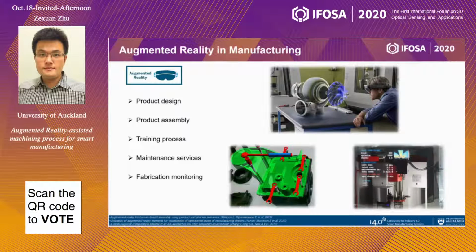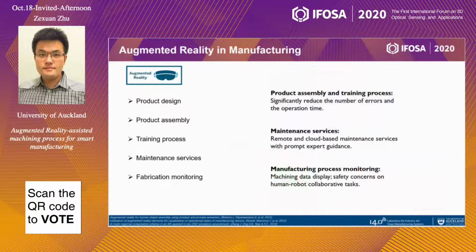For example, during product assembly and training, with the assistance of AR, workers could significantly reduce the number of errors in operation. In product services, it allows remote and cloud-based services with prompt expert guidance. And moreover, in the area of machining process monitoring, it has been applied to display the information of different facilities on the shop floor. However, most of the studies only apply AR to statically present the information on the monitor, but the interactions and communications between human and machine tools have been ignored.